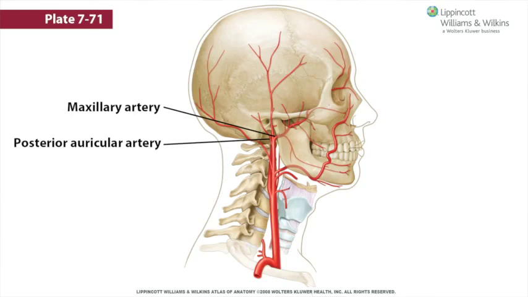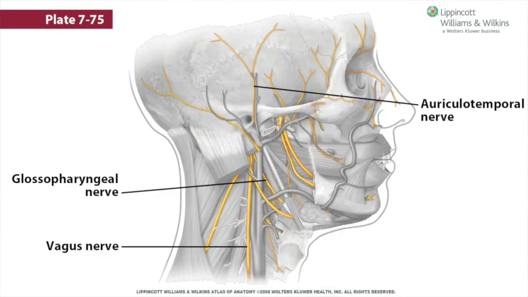The tympanic membrane receives its blood supply from branches of the maxillary and posterior auricular arteries. Its outer surface is innervated by the auriculotemporal nerve and the auricular branch of the vagus, while its internal surface is innervated by the glossopharyngeal nerve.